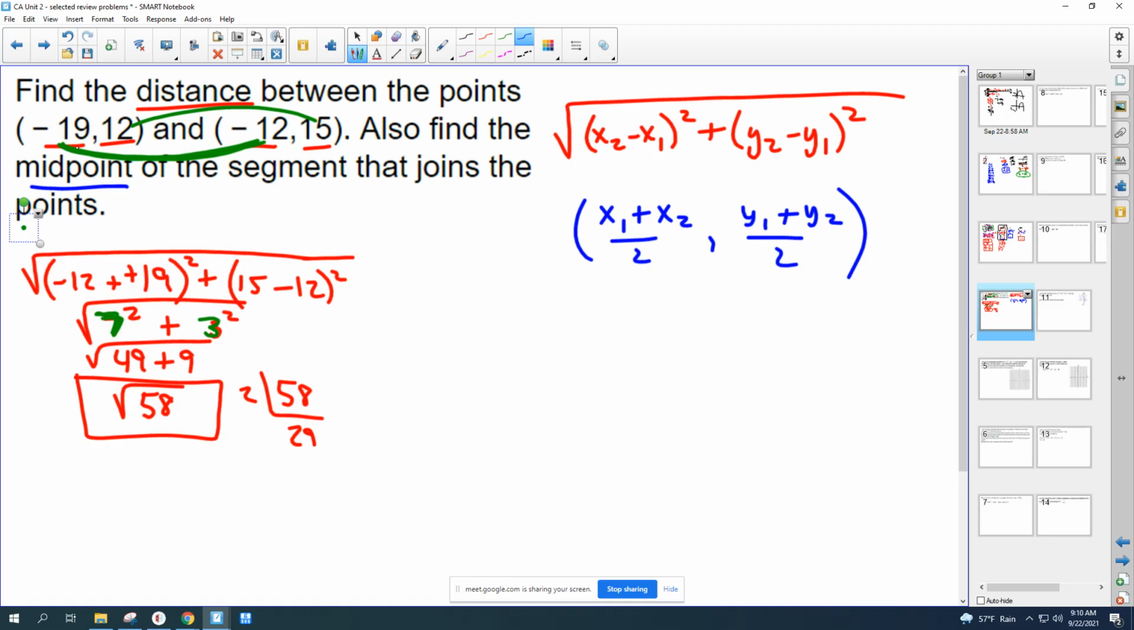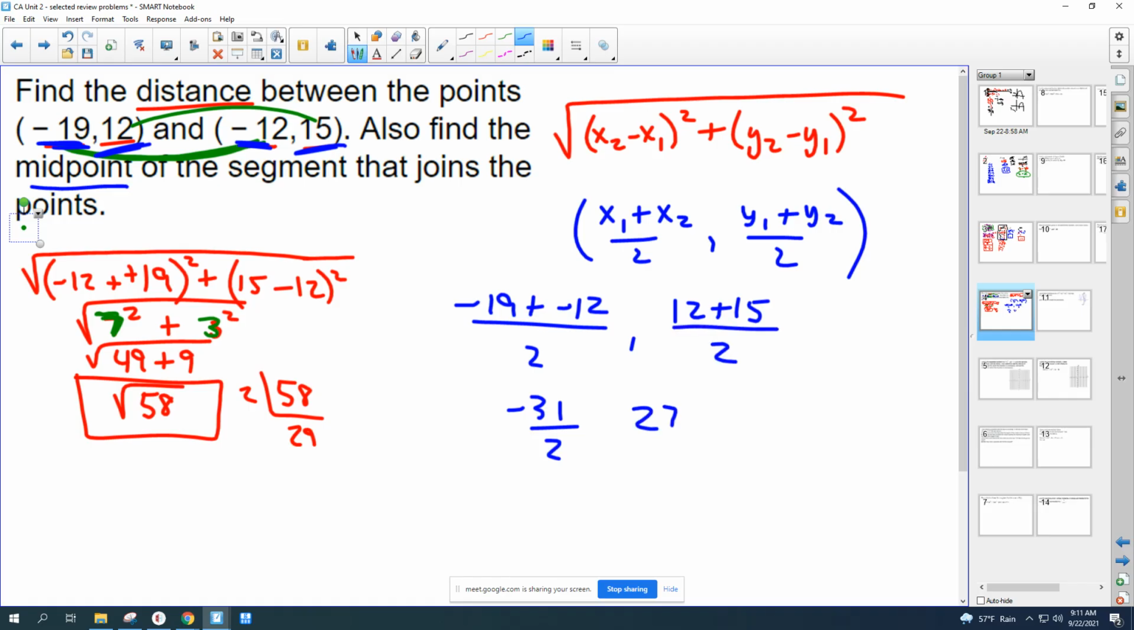If you use the formula, you're going to say here's x1 and here's x2. So negative 19 plus negative 12 over 2. That's what, negative 31 over 2. And y1 and y2, that's 12 plus 15 over 2. That's 27 over 2. Now, those numbers are kind of hard to do in your head, but if the numbers are easier, sometimes you can do that one in your head and just find what's in the middle. Find the middle.